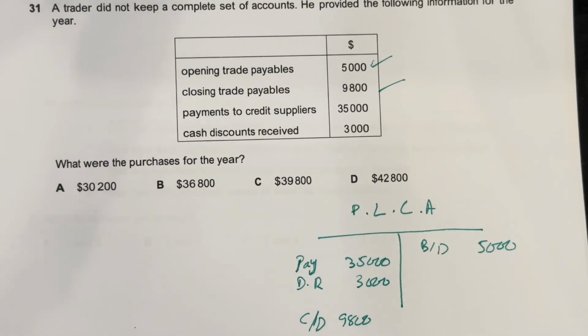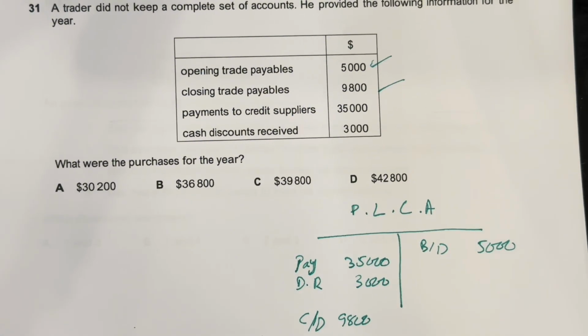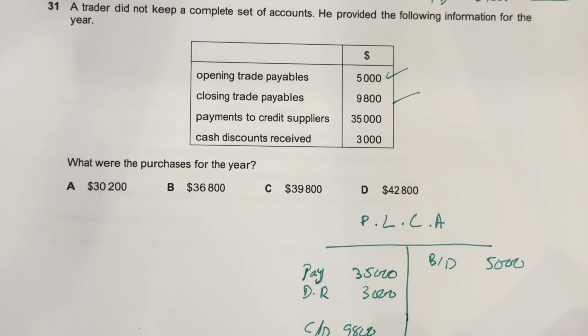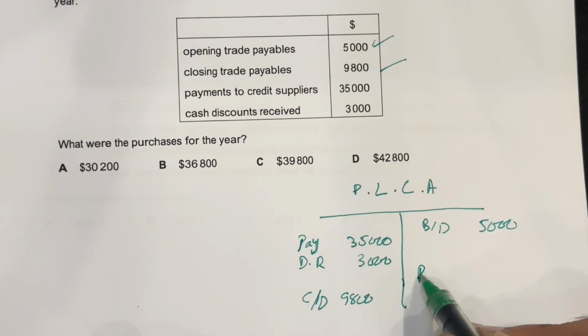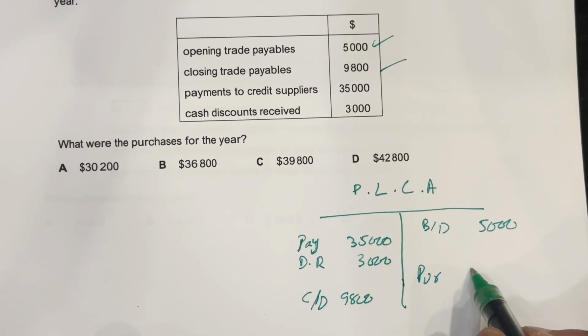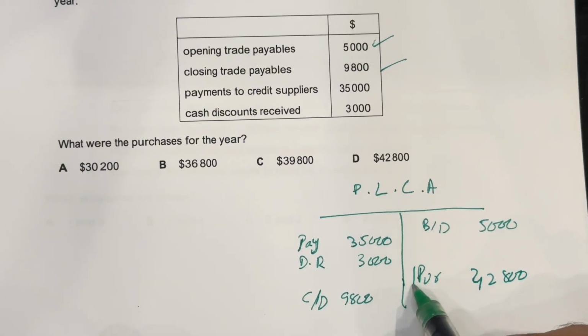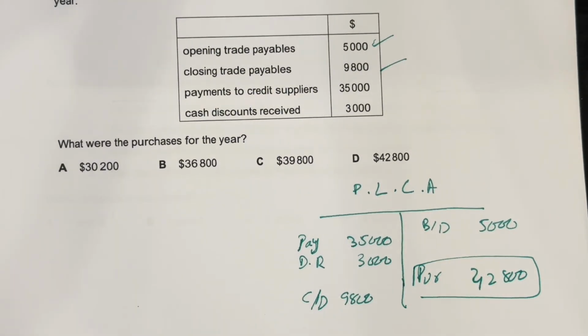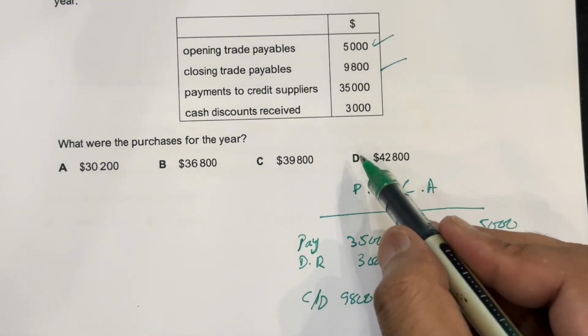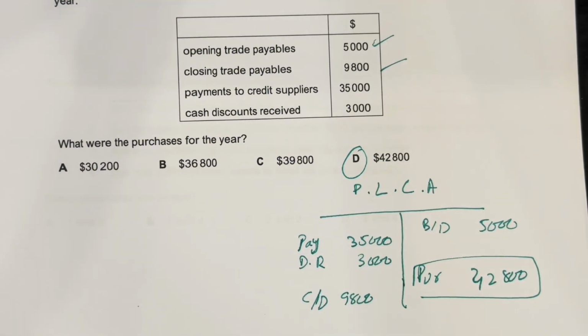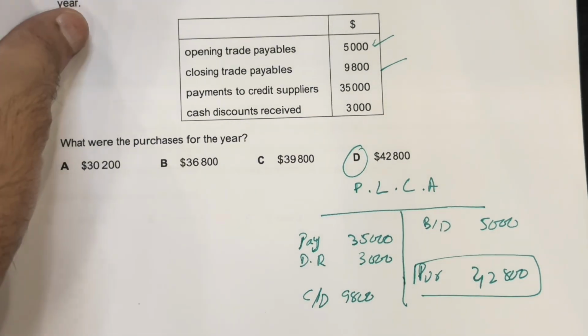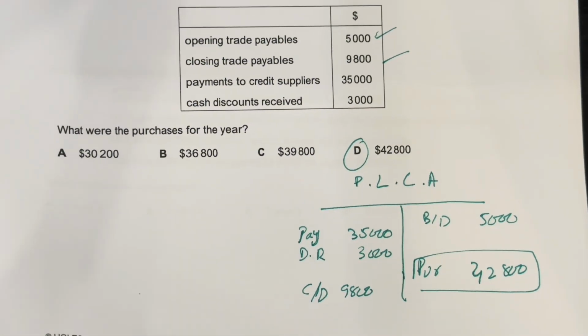We're going to add 35,000 plus 3,000 plus 9,800 and subtract 5,000 from it. We are going to get the balancing figure of purchases, which is 42,800. So option number D is the correct answer for this. We have prepared the purchase ledger account and put these values in the correct debit and credit.